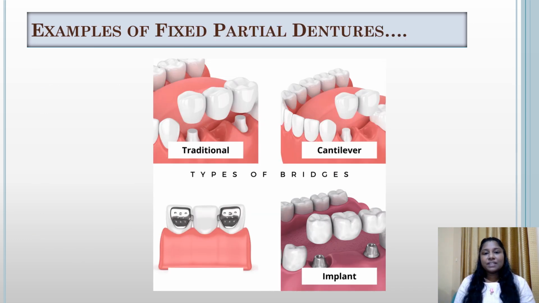So as you can see on the screen here, can you recollect the different types of bridges that you know? Traditionally, we know that there are the traditional type of crown bridges. Apart from this, there is a subtype which is cantilever type of bridges, and there is also a specialized type which is implant supported bridges. So what about the fourth type that I've put up on the screen, which is what we're going to see today?